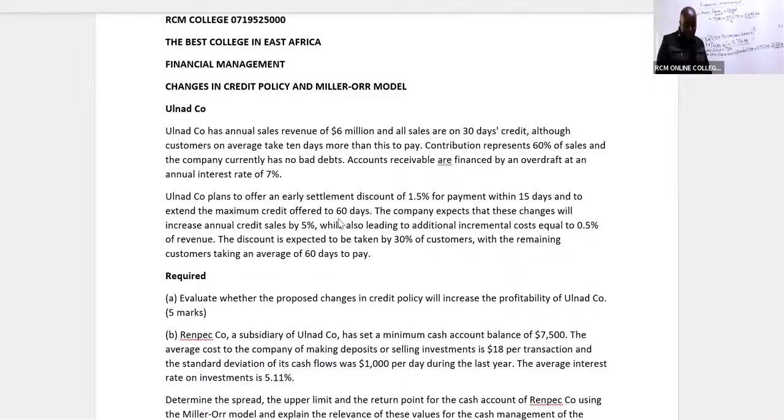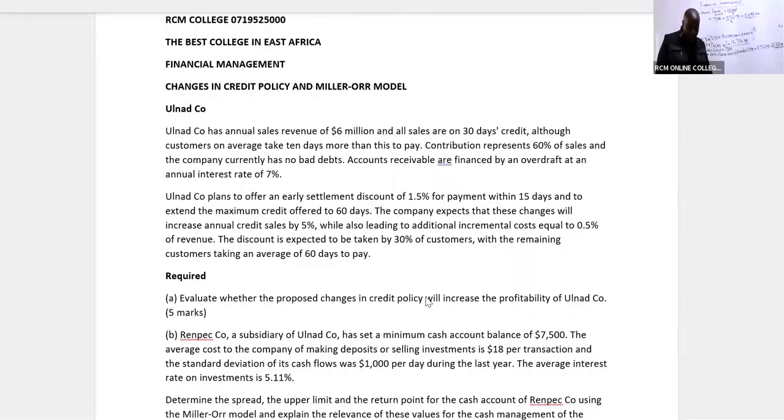The company expects that these changes will increase annual credit sales by 5%, while also leading to additional incremental costs equal to 0.5% of revenue. The discount is expected to be taken by 30% of customers, with the remaining customers taking an average of 60 days to pay. So they want us to evaluate whether the proposed changes in credit policy will increase the profitability of ULNAD company. We have an existing policy.